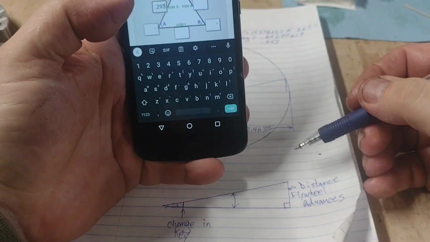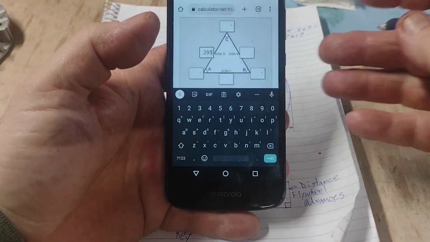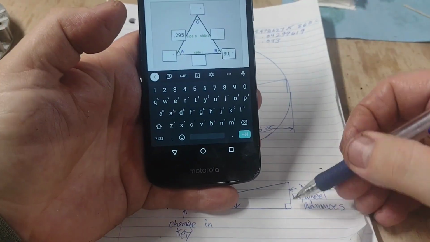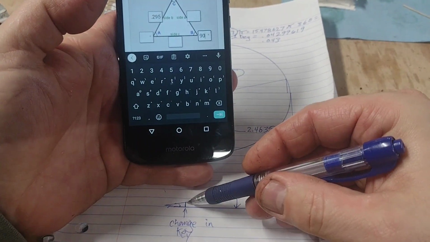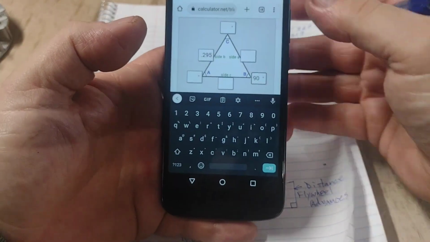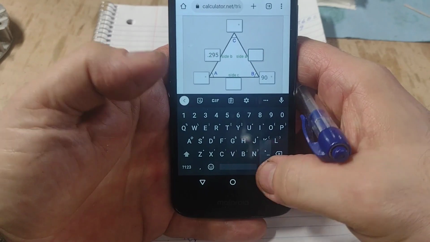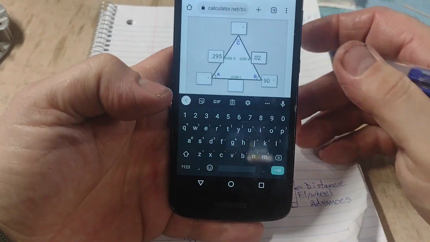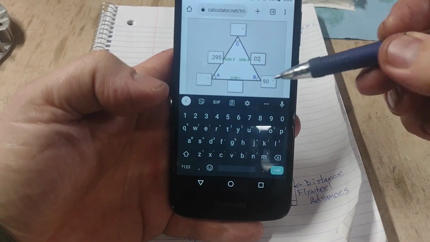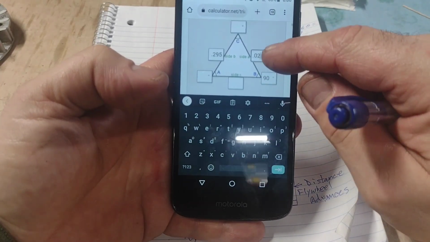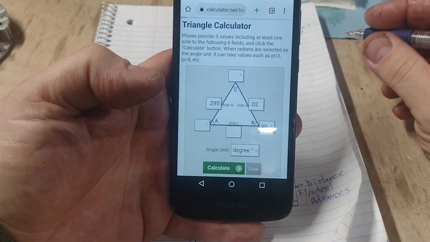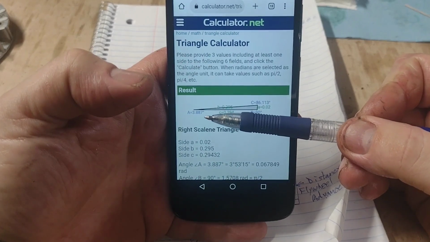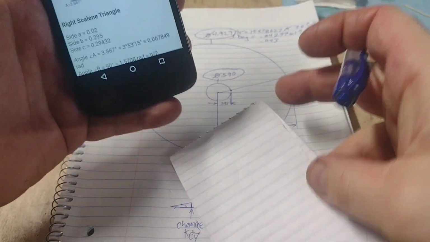0.295. So this angle here, angle B, is 90 degrees. So this distance here is going to be our change in the key, which is going to be side A. We're changing our key 20 thousandths. There we go. So that's what we need. We need three things to figure out the rest of this triangle. We'll scroll up to calculate. Bam! There it is. That's what we needed. Angle A, 3.877.